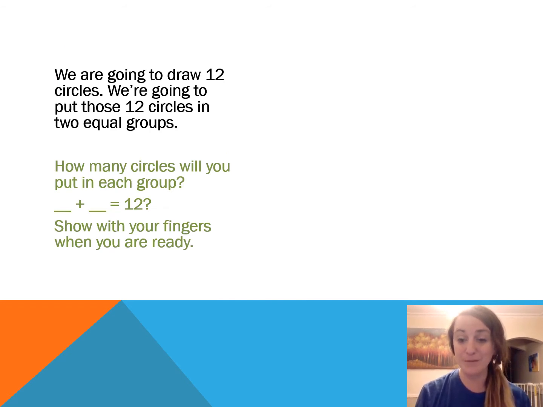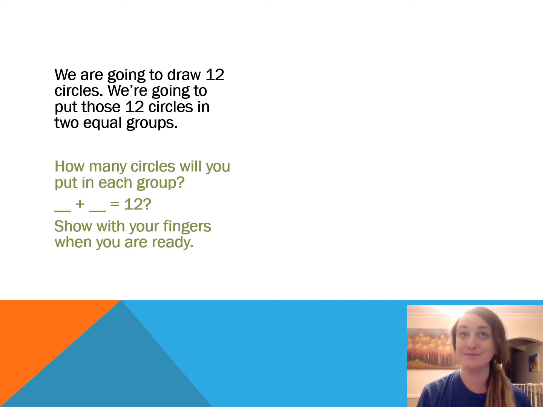Have your whiteboard and your marker ready near you. We're going to draw 12 circles. We're going to put those 12 circles into 2 equal groups. Let's think about this. How many counters will I put in each group? A nice hint question would be, what is unknown plus unknown equals 12?